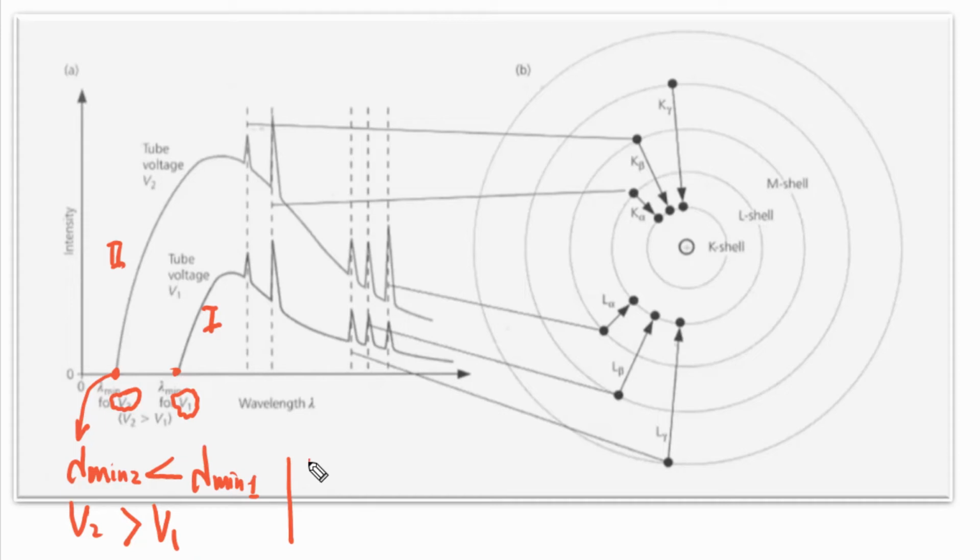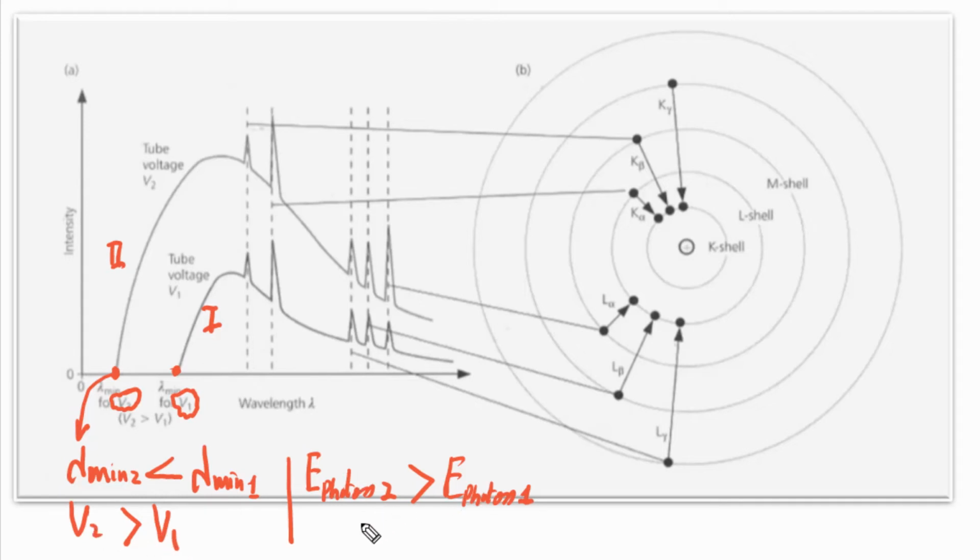We can also say the energy of a photon in the second curve is greater than the energy of a photon produced by V1. So this photon has high energy, this photon has low energy, because the potential difference here is greater than this one.